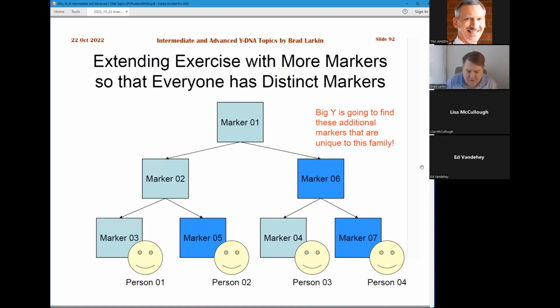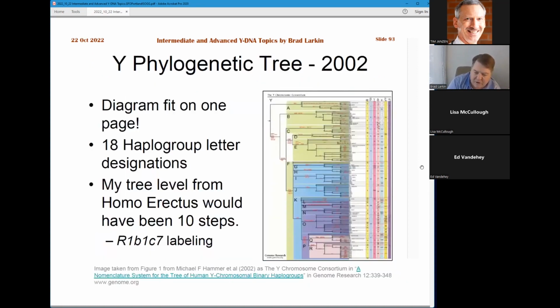So this is how it really should look. If we tested more markers, we found marker 5, only person 2 had it. We found another marker 6, 3 and 4 had it. We found another marker 7, only person 4 had it. So now all these people, each one has a distinct terminal SNP, person 2, person 3, person 4. So their terminal SNPs changed. Their biology didn't change, but what we knew about it and how good of a sample we took of the biology is what changed there. The phylogenetic tree is growing because genetic testing is growing so much.